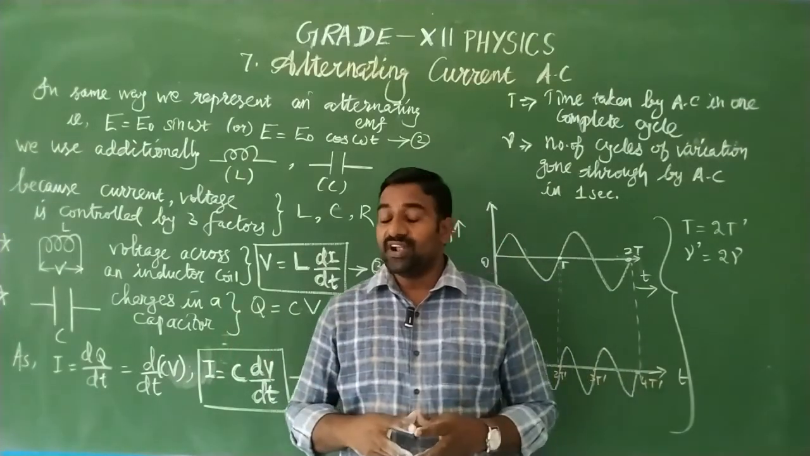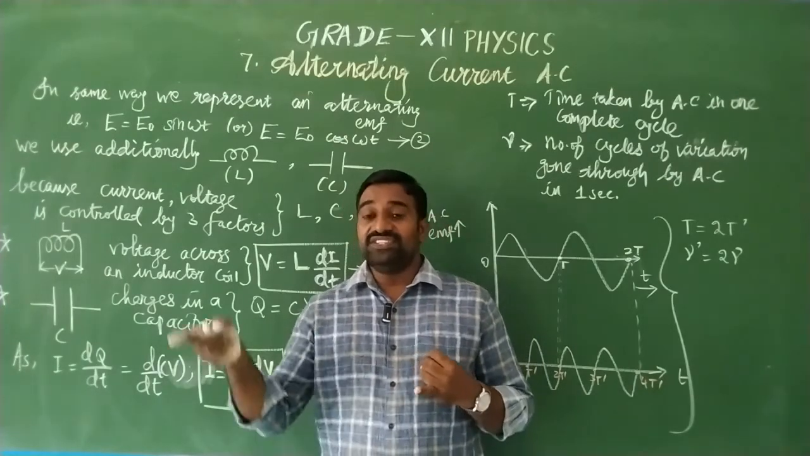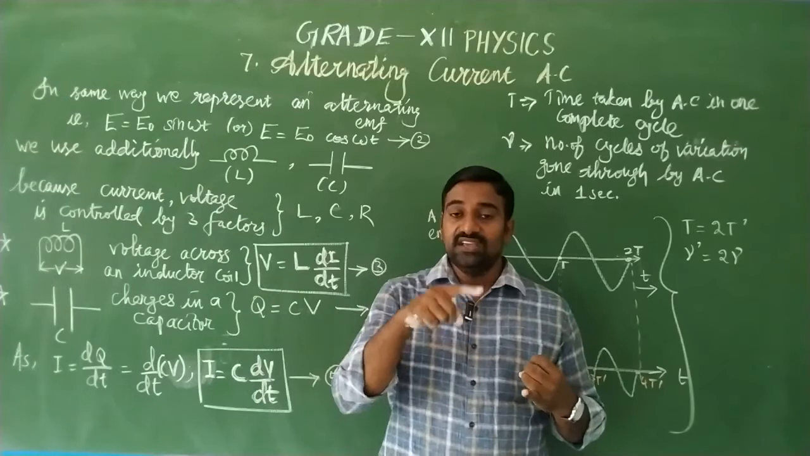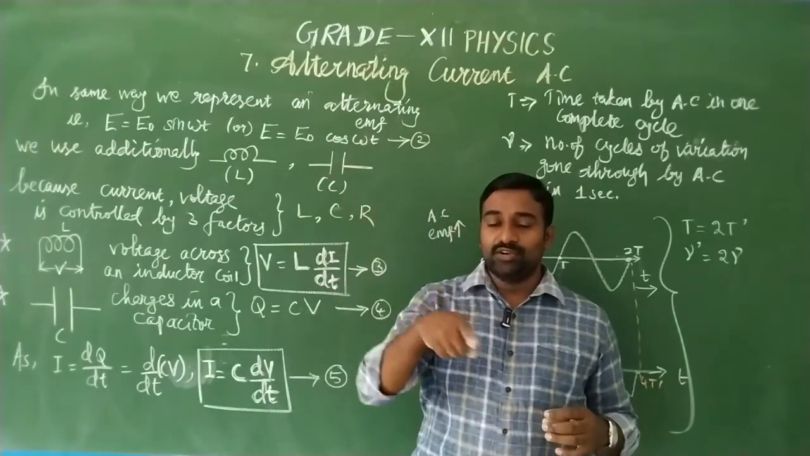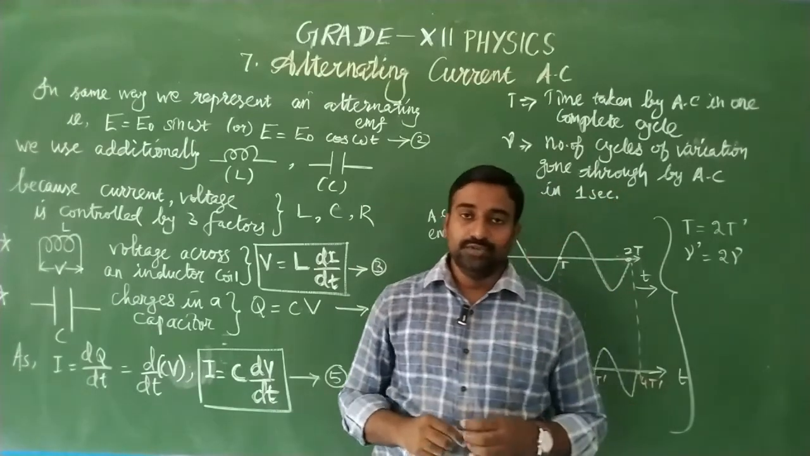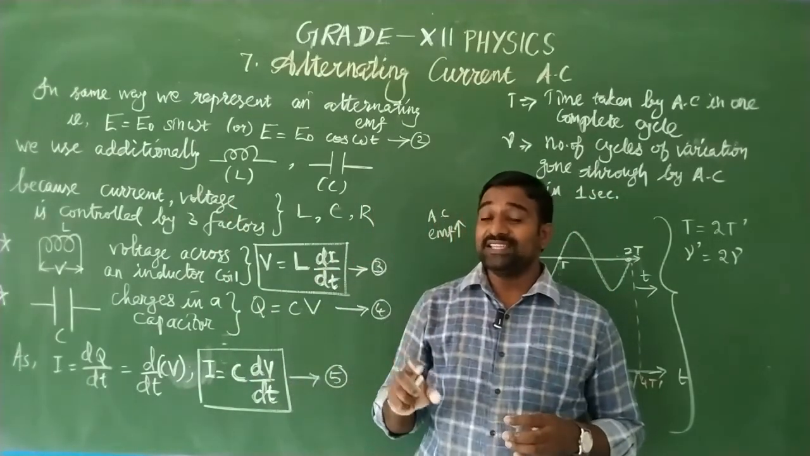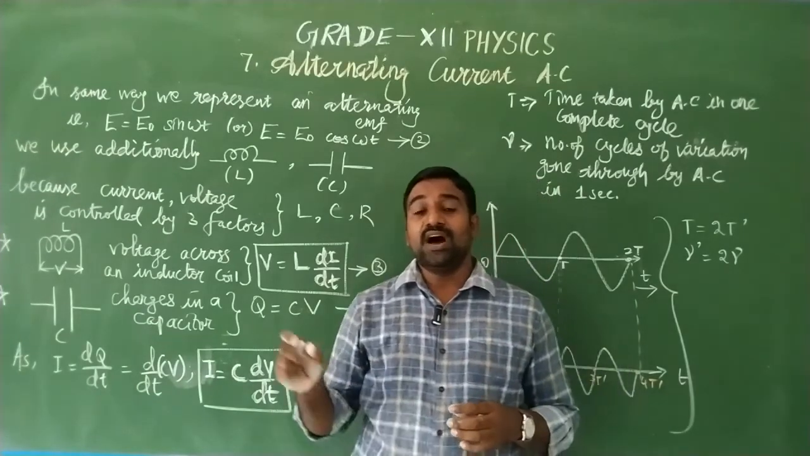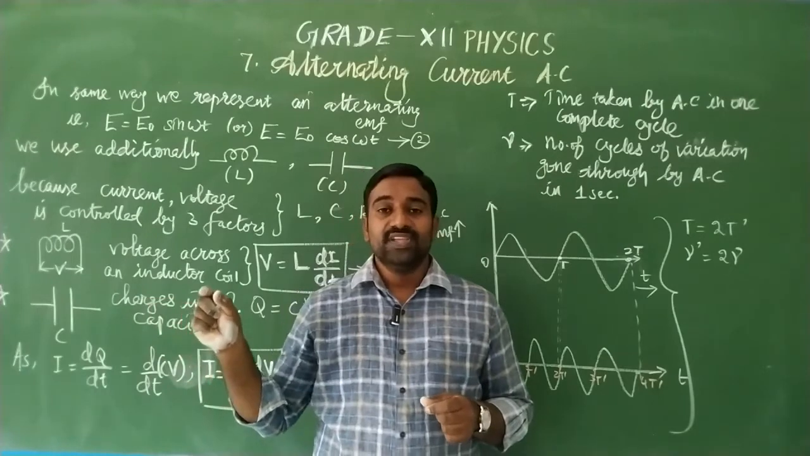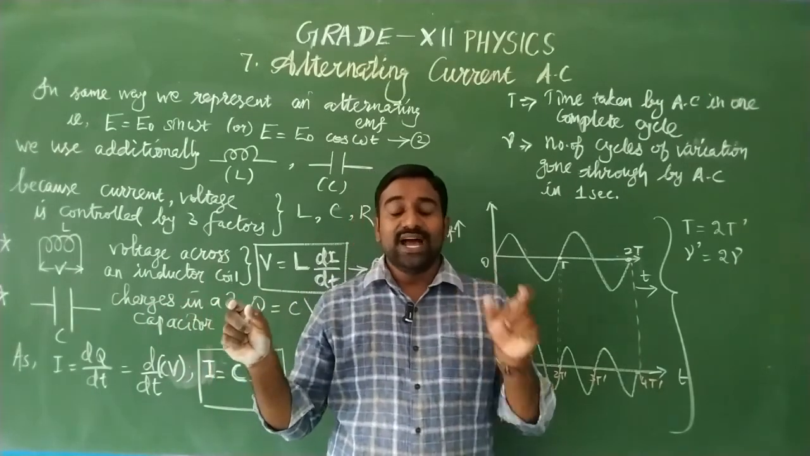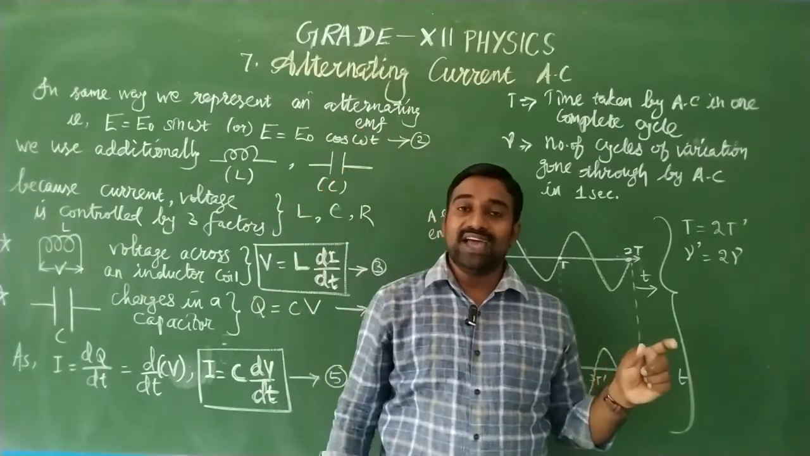What are the advantages of alternating current? The first one: alternating current changes its direction periodically with respect to time, changing continuously. Over each half cycle its polarity keeps changing. And it is like a sinusoidal wave. So the AC current is denoted by I is equal to I naught sin omega t, or I is equal to I naught cos omega t. Here I is the current at any instant, I naught is the peak current or maximum current, and omega is the angular velocity.